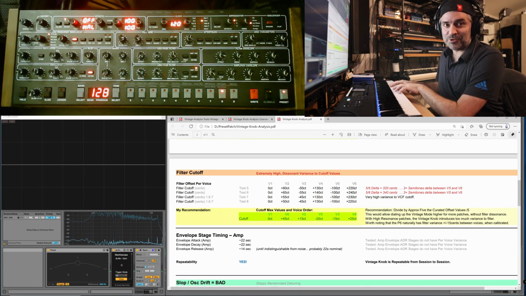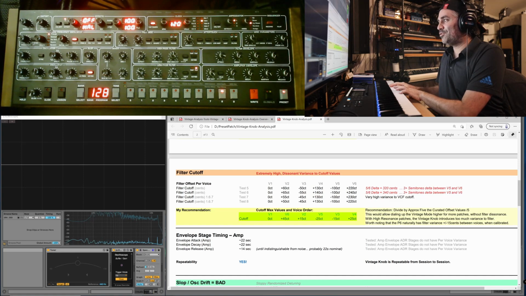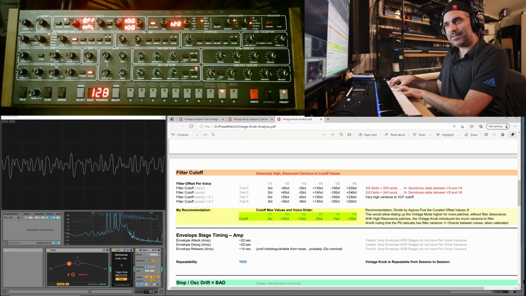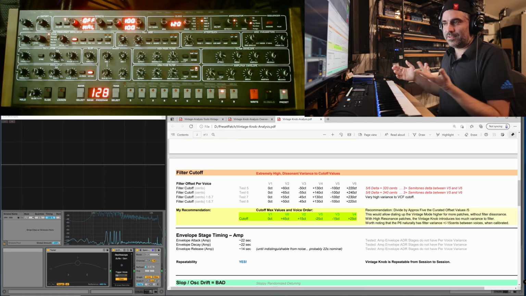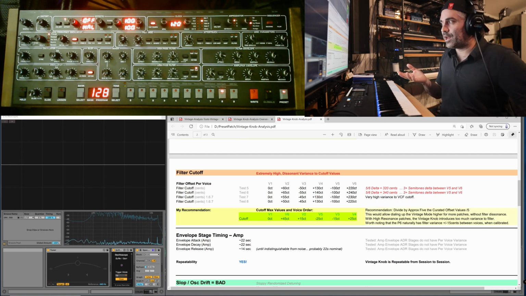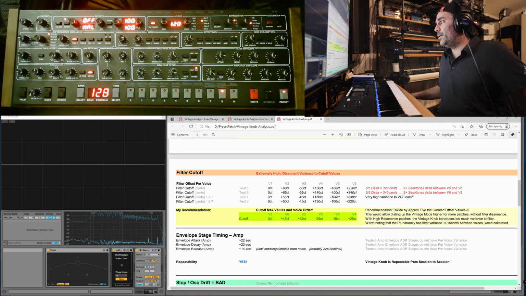So that is completely unusable in my eyes. There's so much dissonance in that that you never get away with that. That's a broken synth in my eyes. If I had my synth and it had that much per voice variance to the filter tuning, I would be returning it to the manufacturer or bringing it into the shop for servicing immediately.